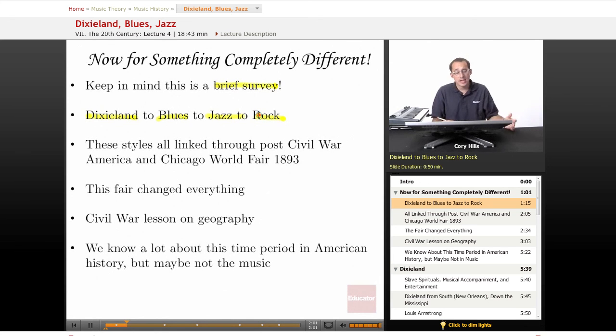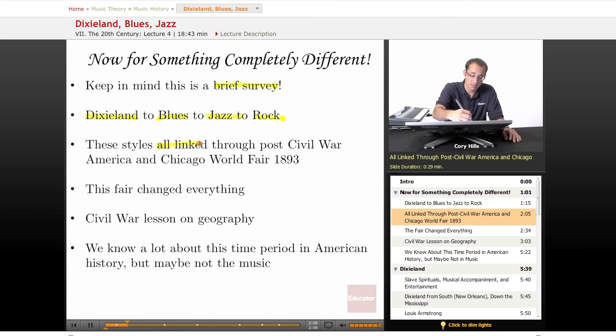And so Dixieland, blues and jazz, the ones we're talking about today, they're all linked through post-Civil War America, and in particular, the 1893 Chicago World's Fair. The second World's Fair that we've talked about in the 20th century. There's the one in Paris that we talked about for Impressionism, and now we get the Chicago World's Fair in 1893.